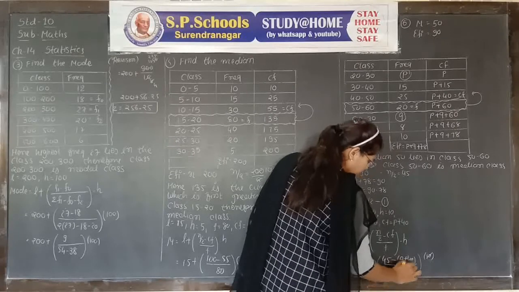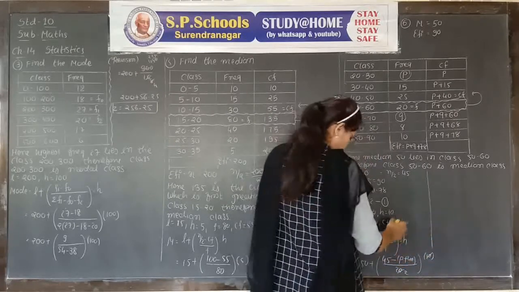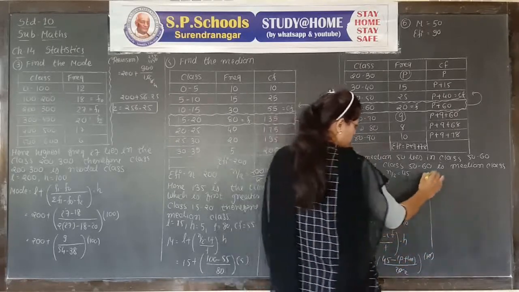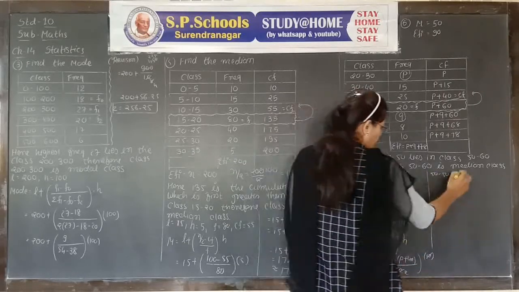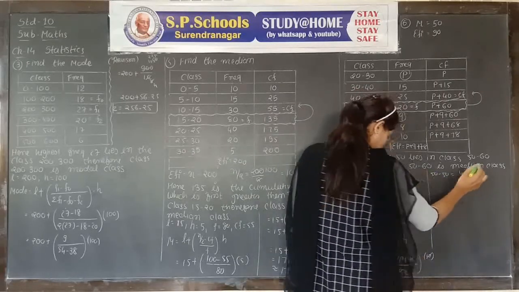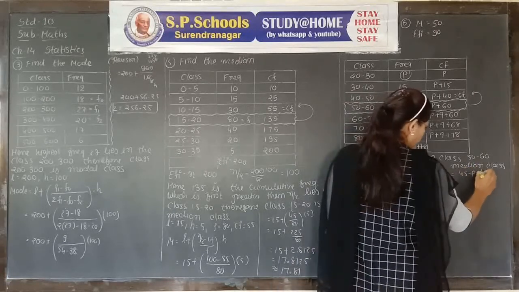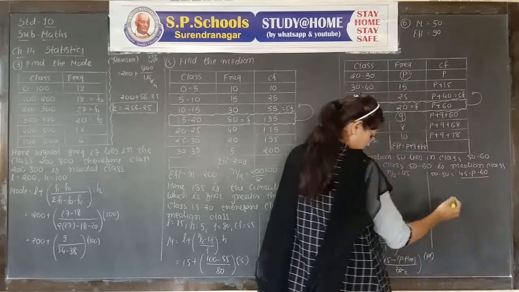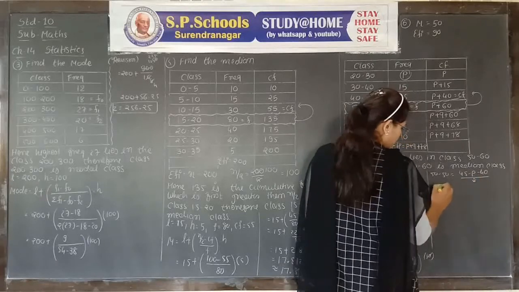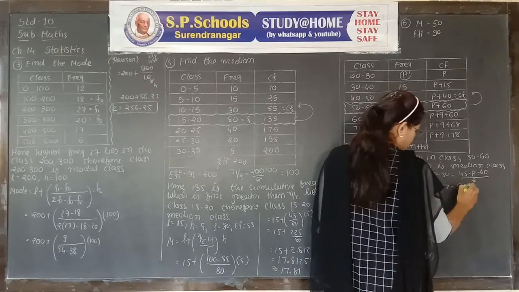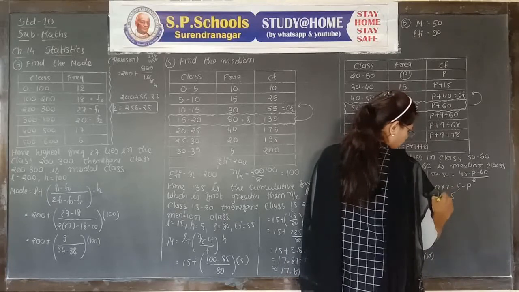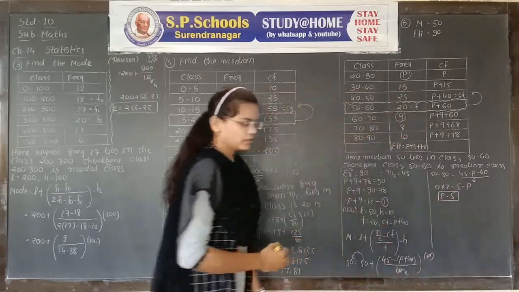10 to the 50 goes to the left hand side. 50 minus 50, 45 minus P minus 40 upon 2. Here 0 multiply with 2. 45 minus 40, 5 minus P. That's why P is equal to 5. Here one missing frequency, which is 5.